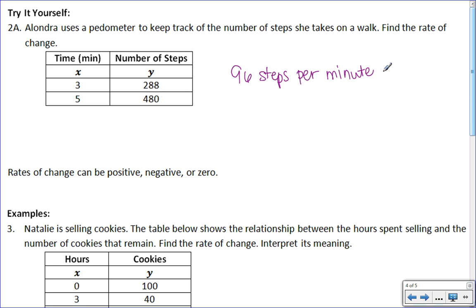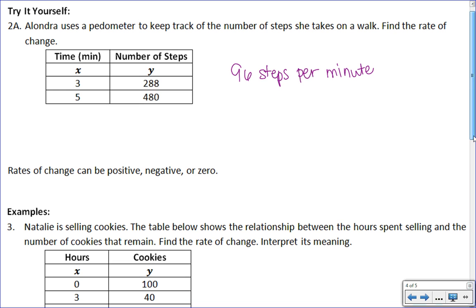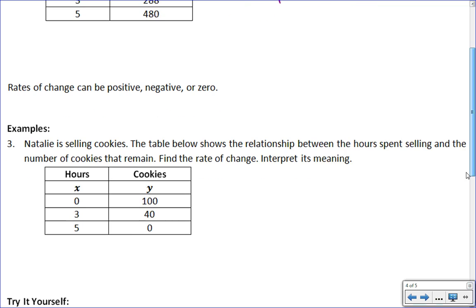Okay, rates of change can be positive, negative, or 0. So far we've only seen ones that are positive, but if something is not changing at all, it's possible for a rate of change to be 0, or if something is decreasing, it's possible for the rate of change to be negative. And we'll see that in example 3.